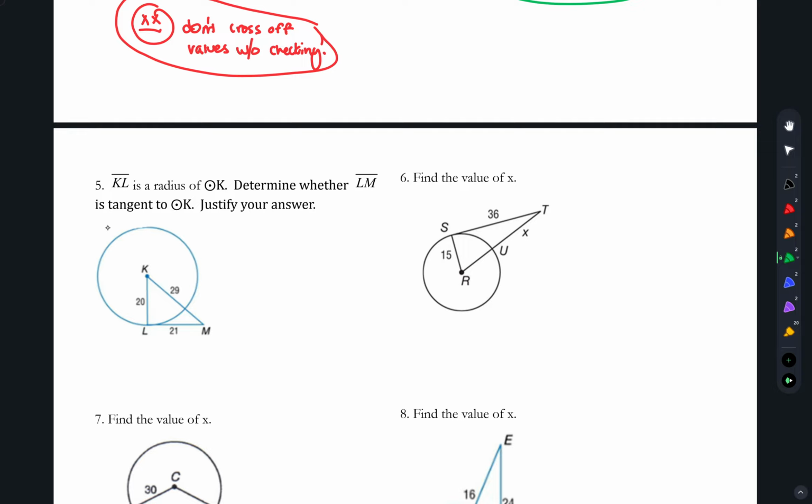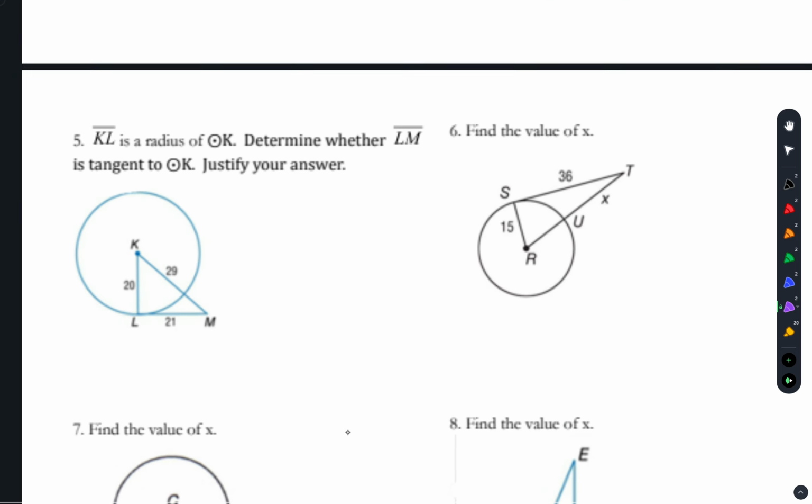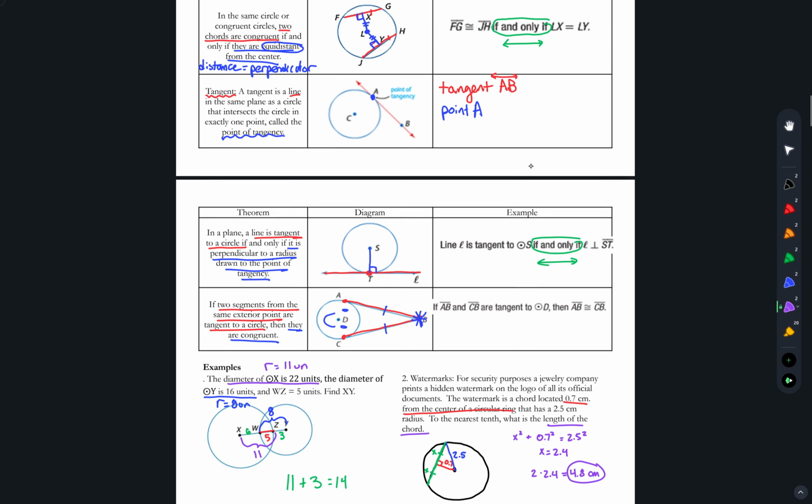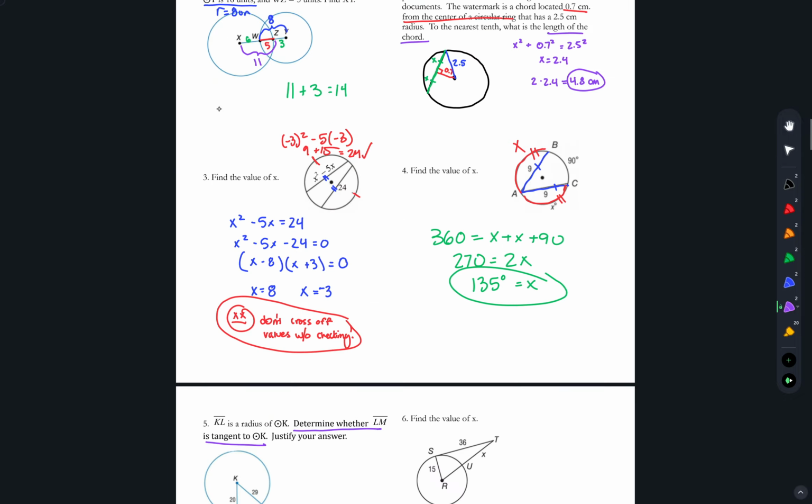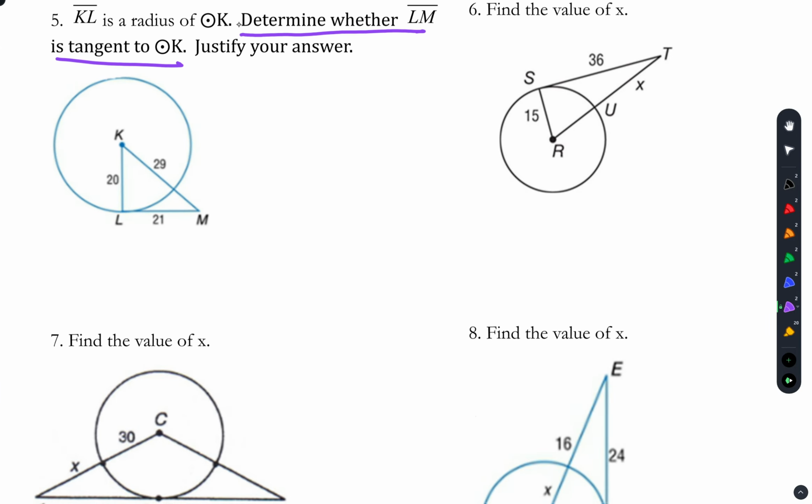Okay, all right, and number 5. KL is a radius of circle K. Determine whether LM is tangent to K. They love these types of problems where it says determine whether something is tangent. By our first theorem about tangents, we know that something is tangent if and only if it is perpendicular to a radius at the point of tangency. So what I am trying to figure out to know whether LM is tangent or not is whether this is a right angle or not.